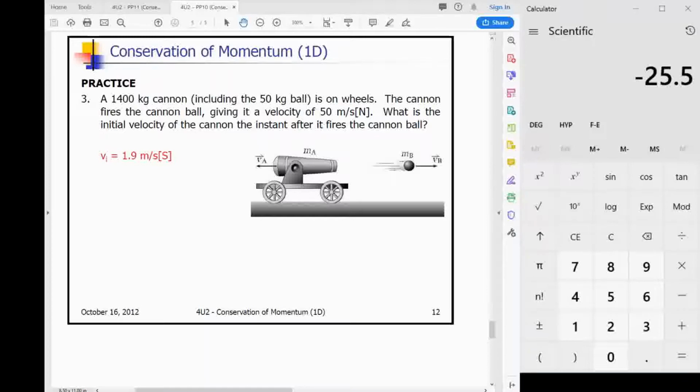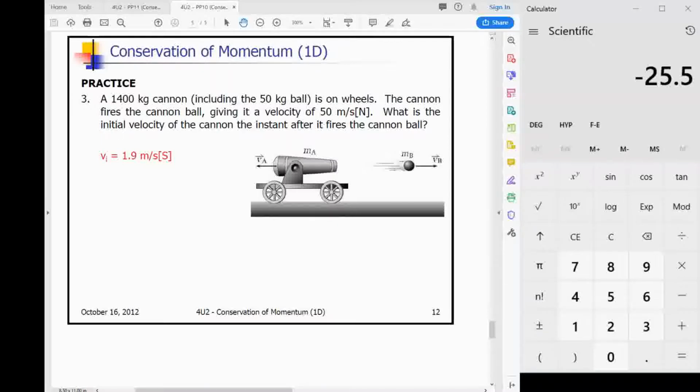It says that we have a 1,400 kilogram cannon, and that includes the 50 kilogram ball with the cannon. So that's our mass before. And it fires this cannonball and it gives it a velocity of 50 meters per second north. So what is the initial velocity of the cannon the instant after it fires the cannonball? And you can see that the masses are labeled as MB for the ball, MA for the cannon.